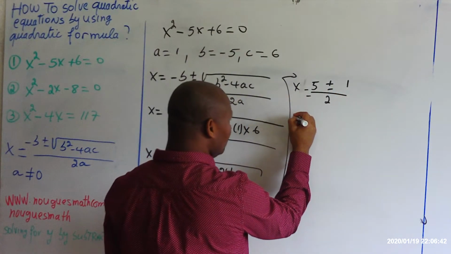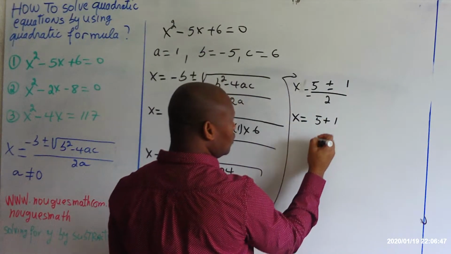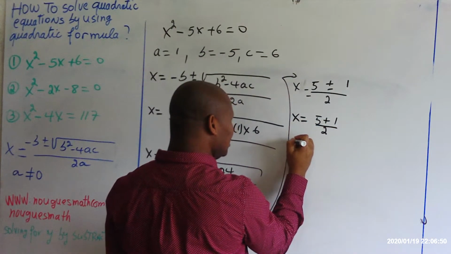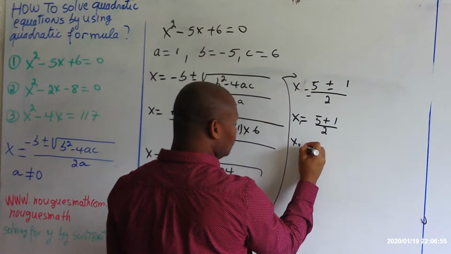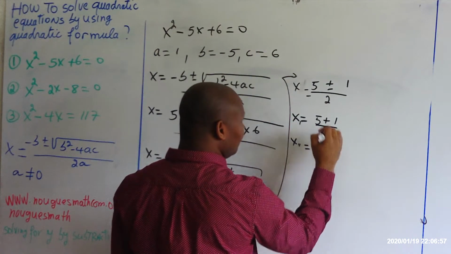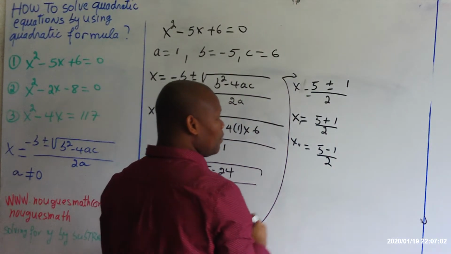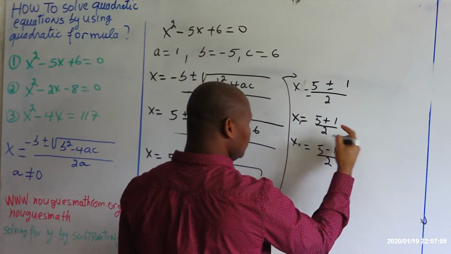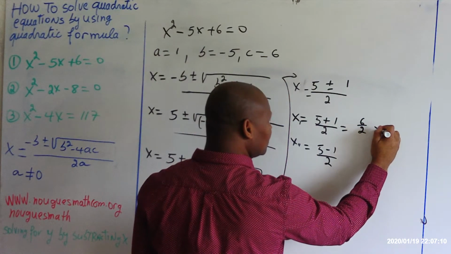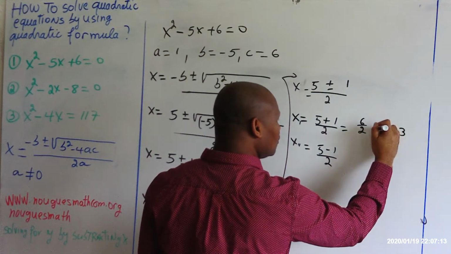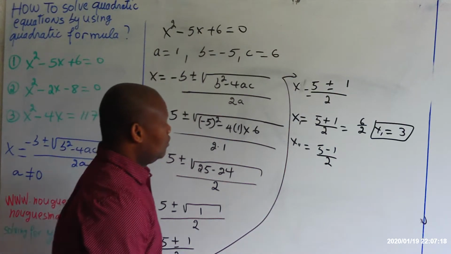The first answer will be x equals 5 plus 1, okay, over 2. The second answer, we can call this x prime and this x second, okay? You can call it like that. So 5 minus 1 over 2. You have two answers, okay? So let's do the first one. That's going to be 6 over 2. So x equals 3. So that's the first answer. x prime equals 3. The first answer.